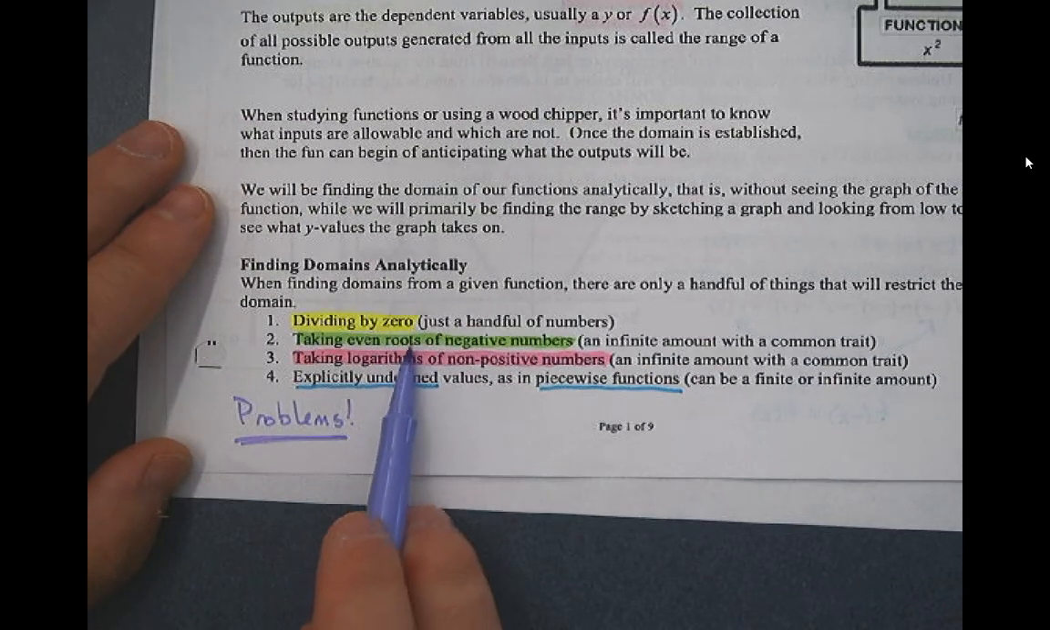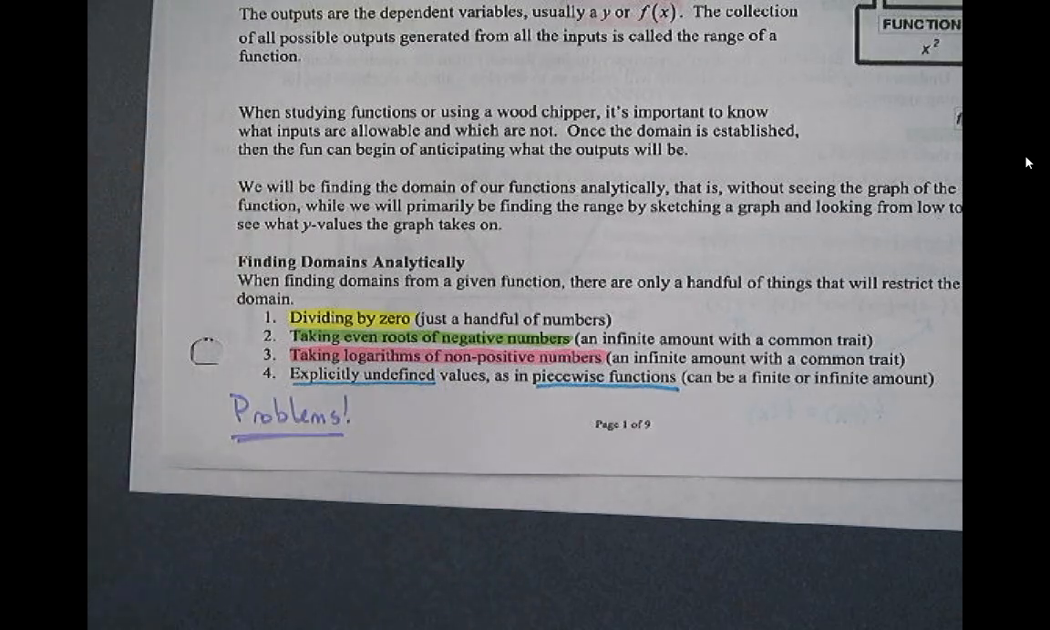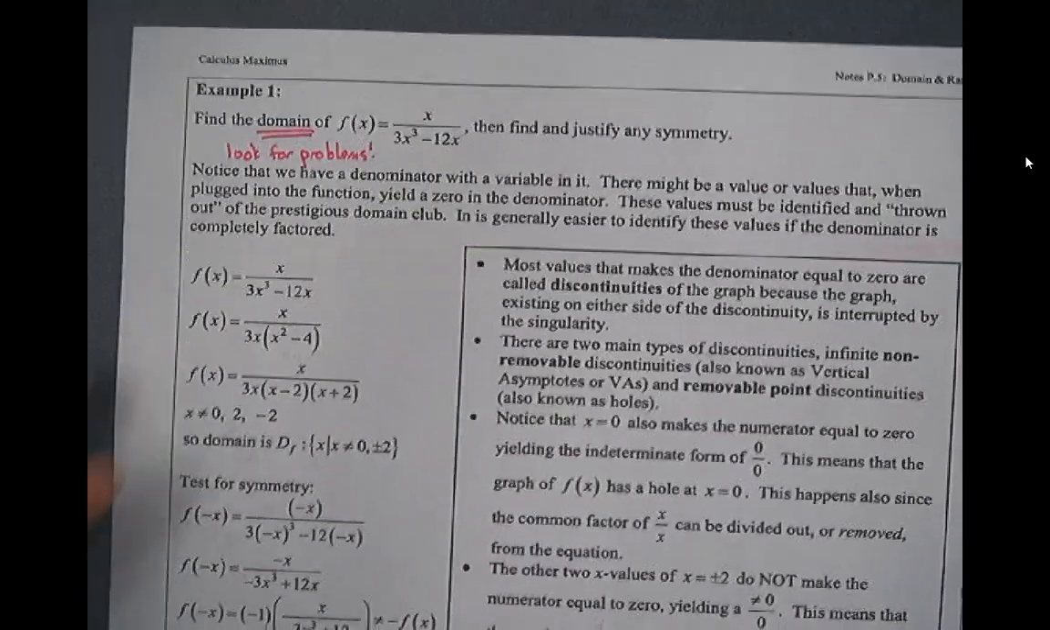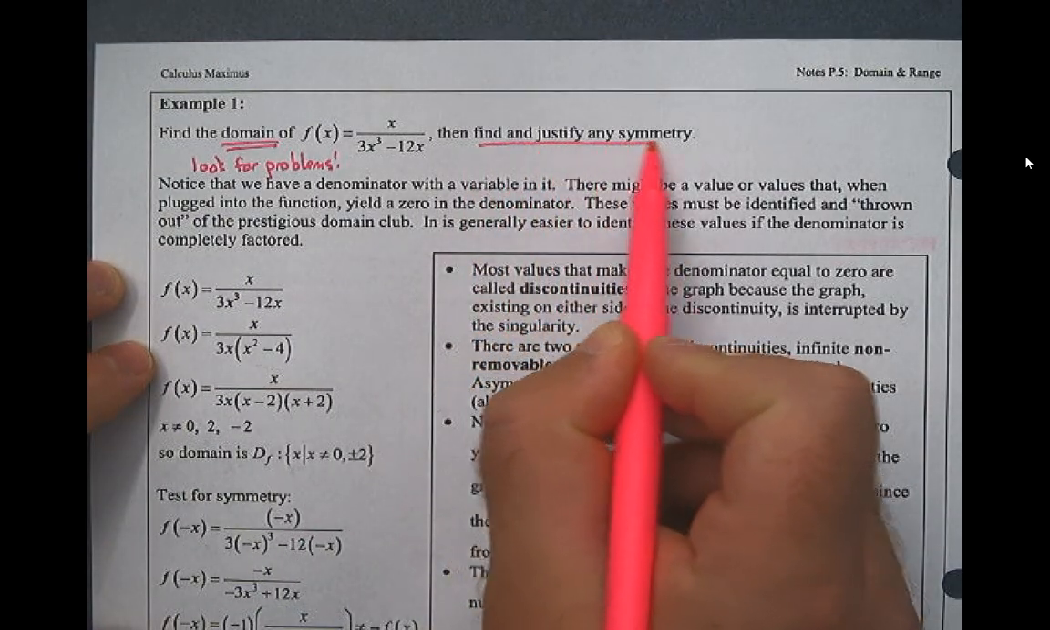X's on the bottom are a problem. X's under an even root are a problem. X's inside of logs are problems. So as we look at this function, let's highlight the second part and then find and justify any symmetry.